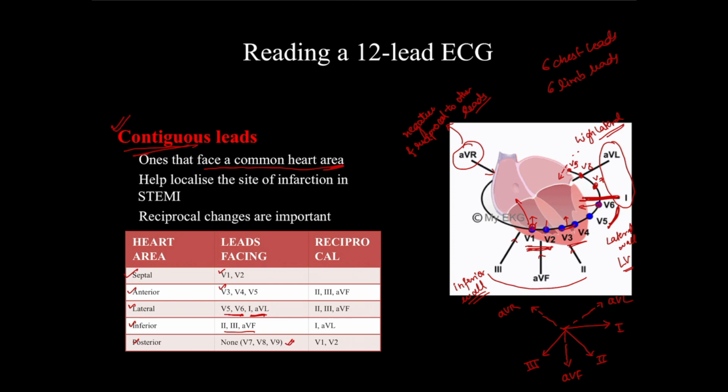Now there is something called reciprocal leads. The leads which are opposite to the contiguous leads facing a particular heart wall are called reciprocal leads. Like for a lateral or anterior heart wall, inferior leads 2, 3, AVF become reciprocal leads. If you look at the inferior wall, 1 and AVL, which are usually the lateral leads, become the reciprocal leads. That means the changes in 2, 3, AVF would be mirrored in 1 and AVL. If there is an ST elevation here, there would be an ST depression in these leads. So this is what is meant by reciprocal leads.